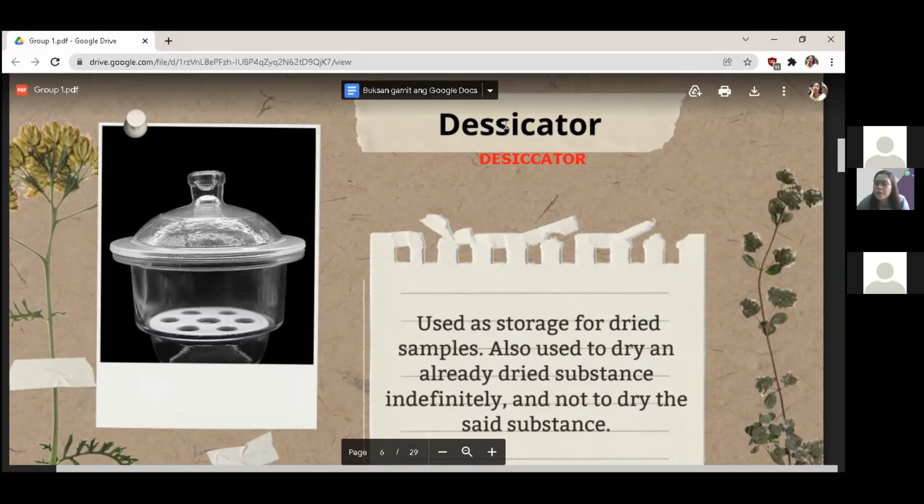Double C. Now, what's the use of our desiccator in the laboratory? We use this to dry our samples, class. Again, we use this to dry our samples. Our desiccator in the laboratory really looks like the picture on the screen. But at the bottom, the part with holes, we put silica beads there. It can also be called silica or silica gel.